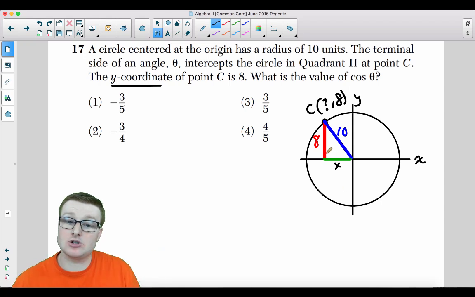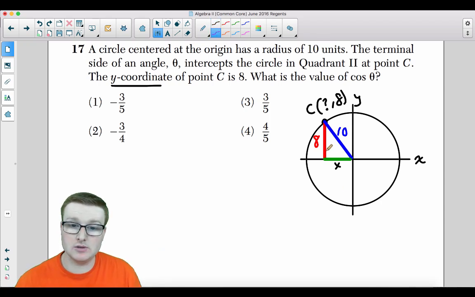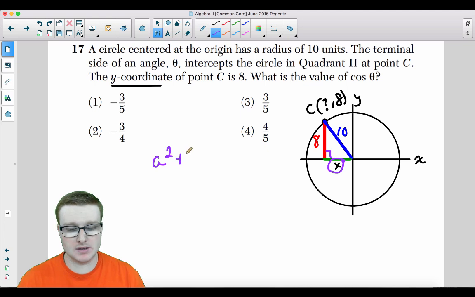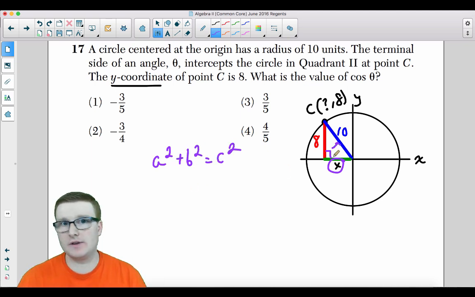Well, this is a right triangle. What could you use to solve for the third side of a right triangle given two sides? The Pythagorean Theorem. So we need to use a squared plus b squared equals c squared. The 10 is your hypotenuse. Don't forget from geometry, the 10 is your hypotenuse. It's across from the right angle, and these are your legs.